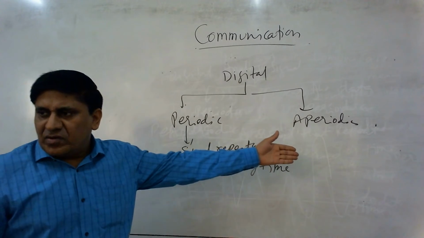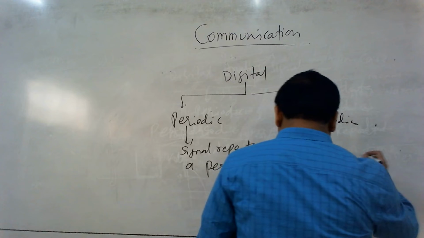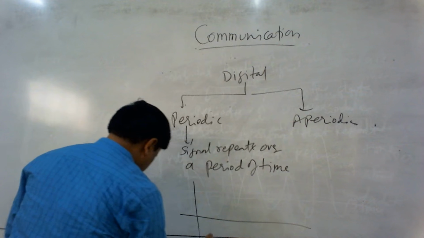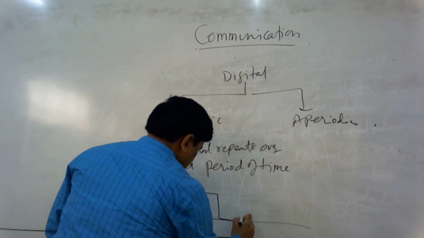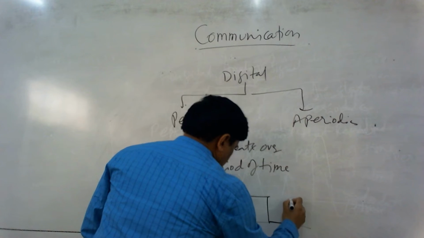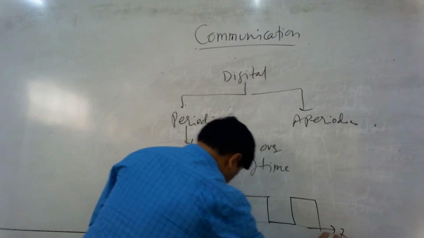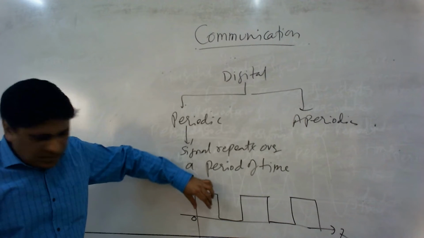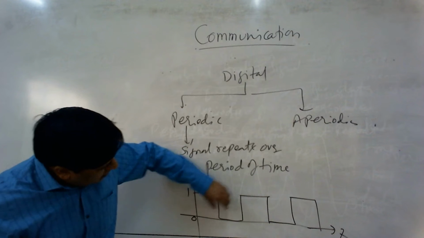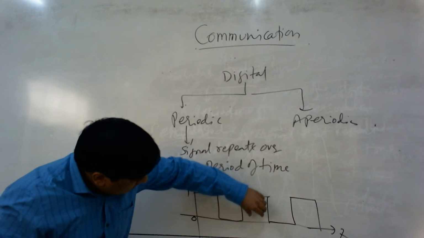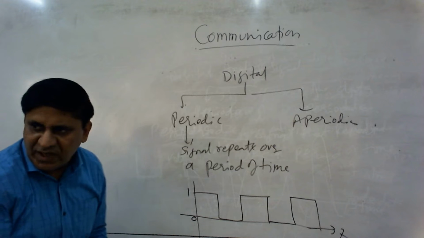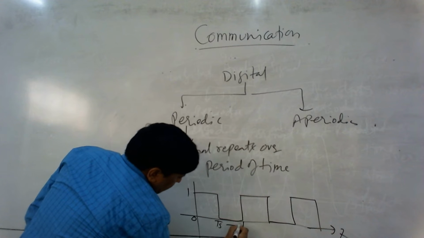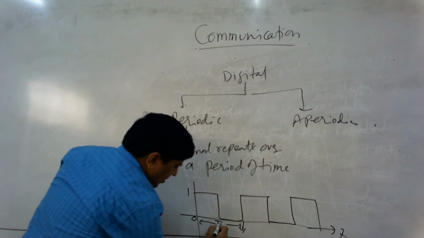Now we will take another, the aperiodic signal. The waveform of a periodic signal is like this. This is the time axis and this is the value 0 and 1. So this waveform repeats after some time, and the time period of this is called TS or TP, the periodic time.